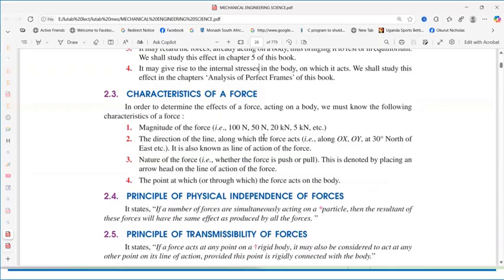Let's talk about characteristics of a force. Yeah, this is very important.